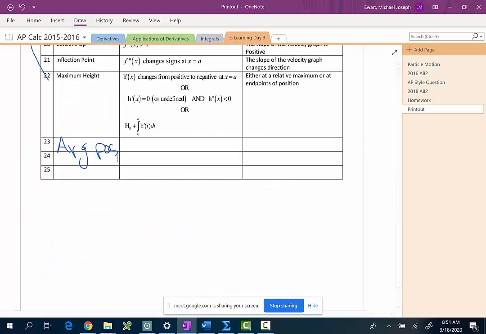So if they ever ask for average position, what we would be doing is 1 over b minus a, integral from a to b of s of t, position, dt. And they could use x as well. So really, that's all I want to go over with this. I just want to do some examples and kind of make that our notes.